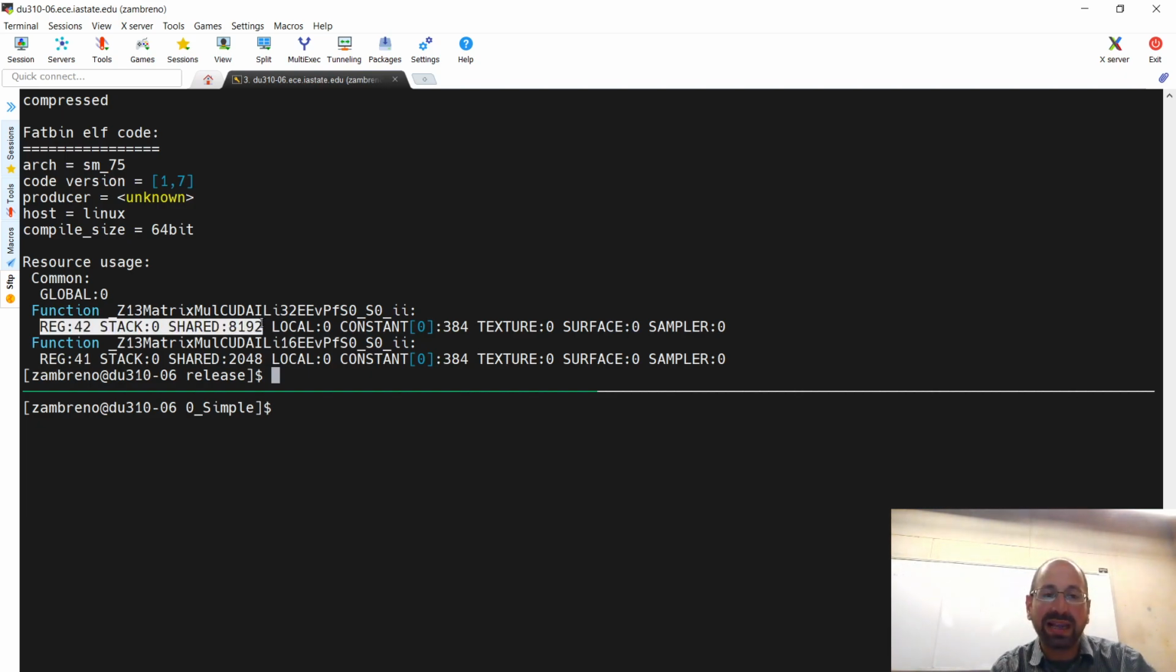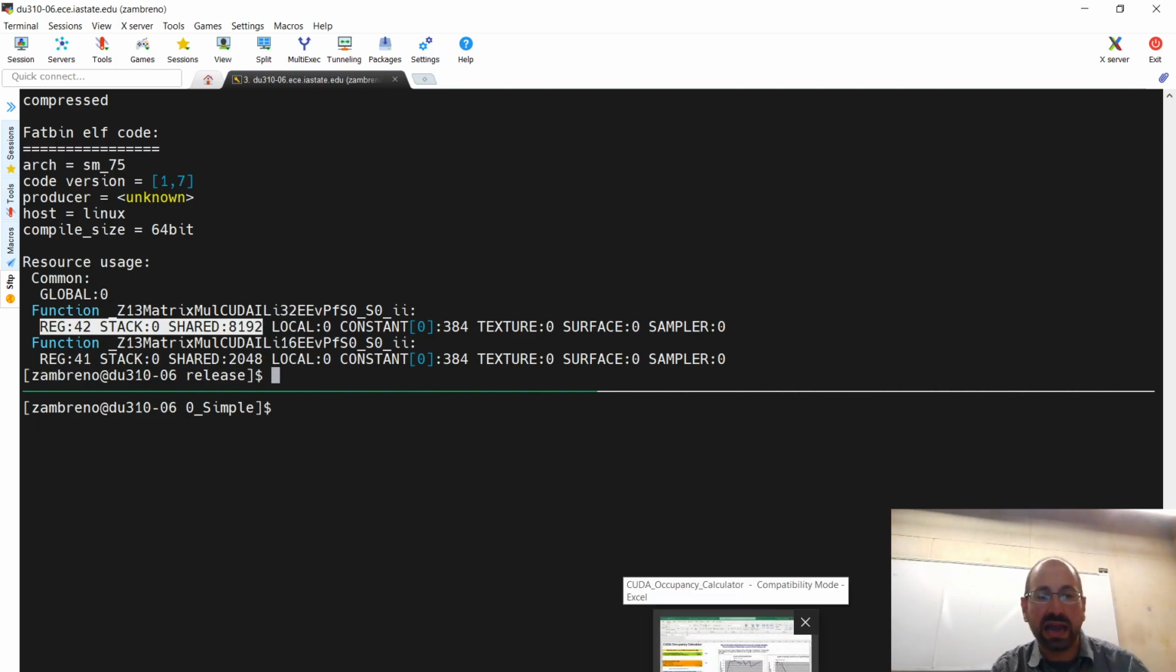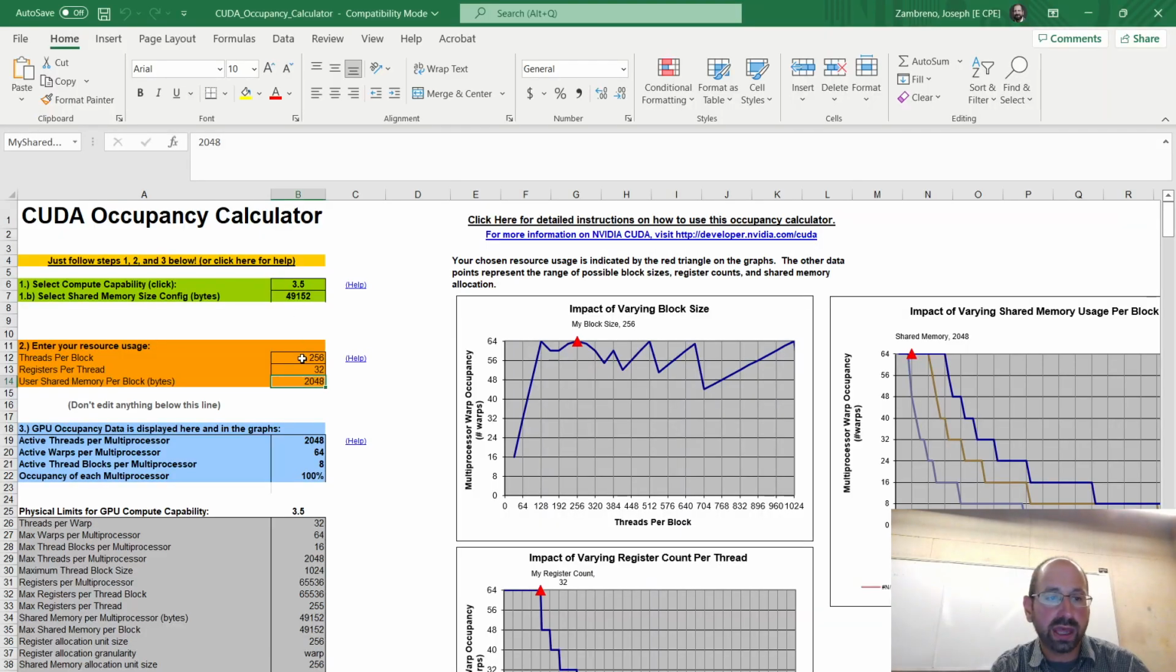And that's what we would plug into our occupancy calculator to tell us, okay, given that, how many of these things can I fit on an SM at any given time? How much occupancy do I have? So I can do that.